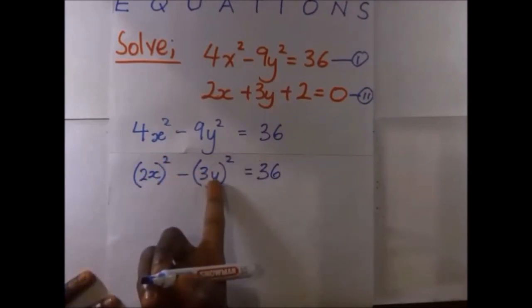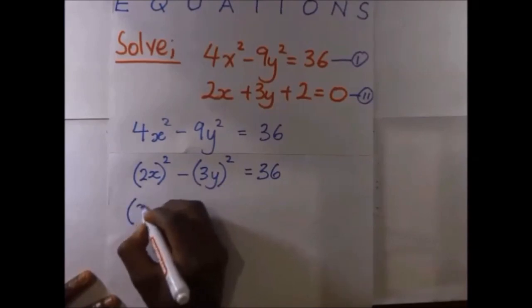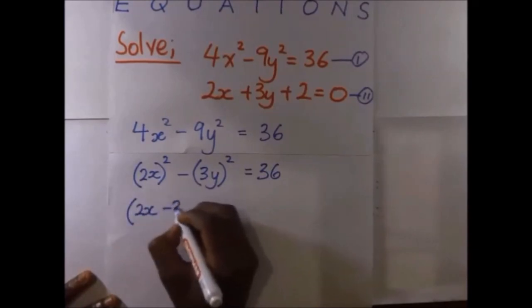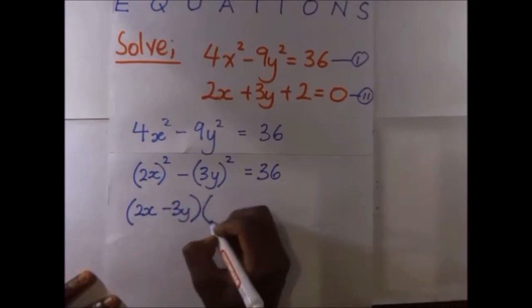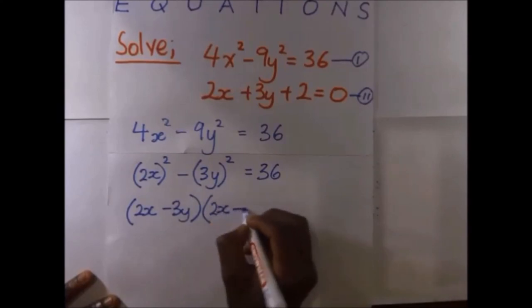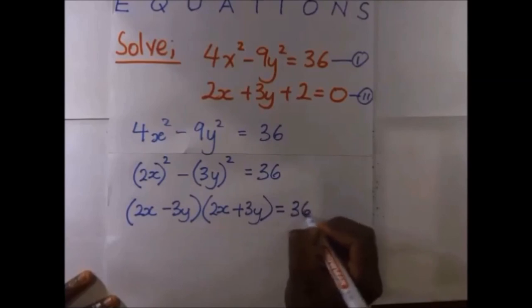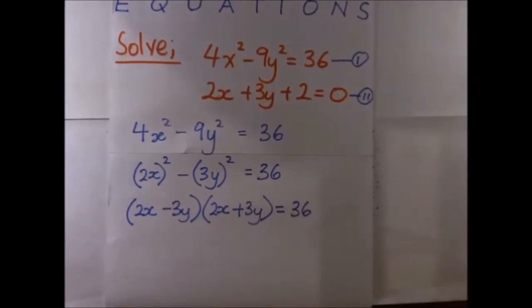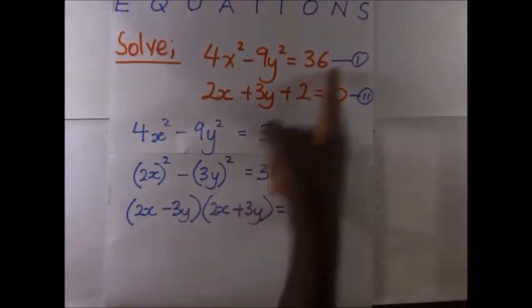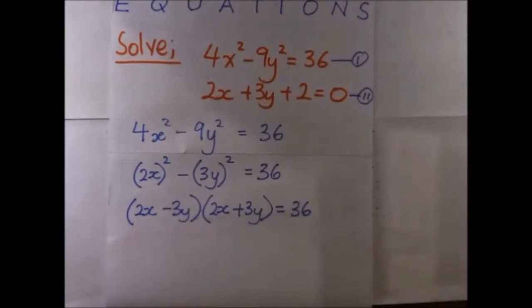With a difference of two squares, it's going to be (2x minus 3y) times (2x plus 3y) equal to 36. So now our equation 1 has become: 2x minus 3y, times 2x plus 3y, is equal to 36.